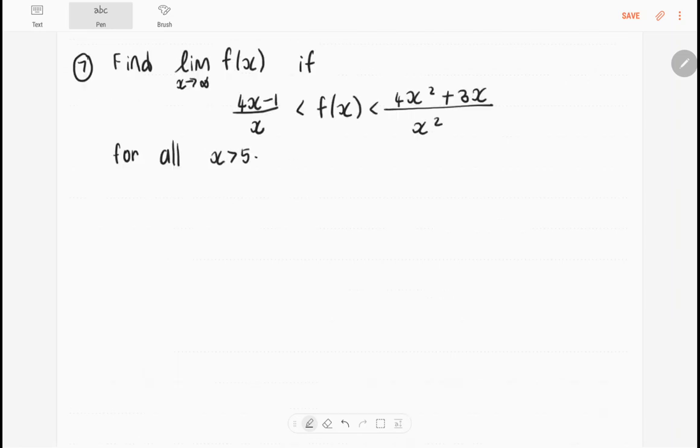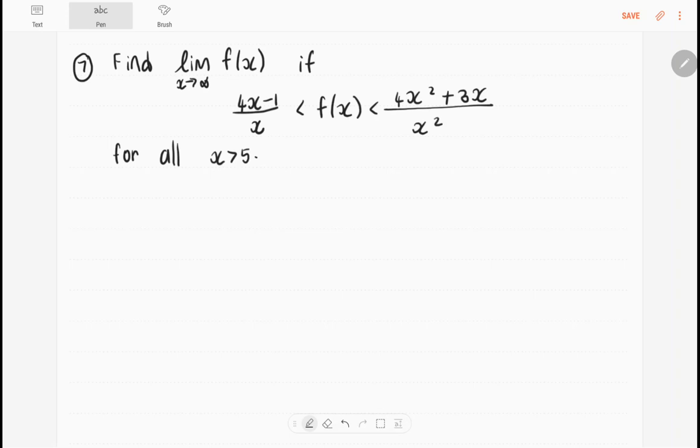Lastly, we're looking at number 7, which says find the limit as x approaches infinity of f of x if we have f of x between 4x minus 1 over x and 4x squared plus 3x over x squared for all x greater than 5. So we don't really have to worry about the x greater than 5 because in the limit that we're looking at, x is approaching infinity anyways.